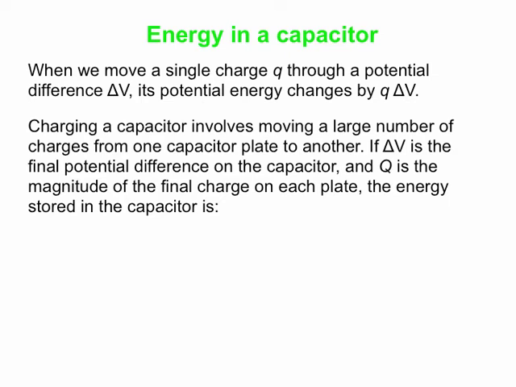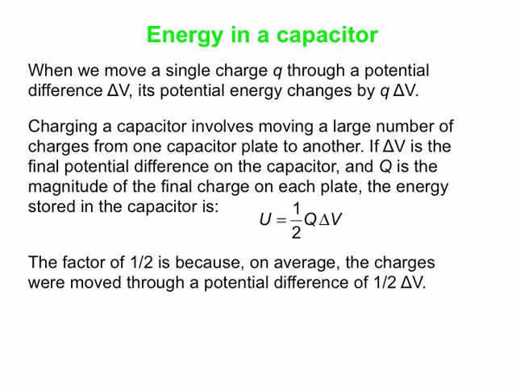Okay, now it turns out if delta V is the final potential difference on the capacitor, and Q is the magnitude of the charge on each plate in the end, then the energy stored is not Q delta V, but 1/2 of Q delta V. And that's because, on average, the charge is removed through a potential difference of 1/2 of delta V. So you imagine you start with completely uncharged plates.